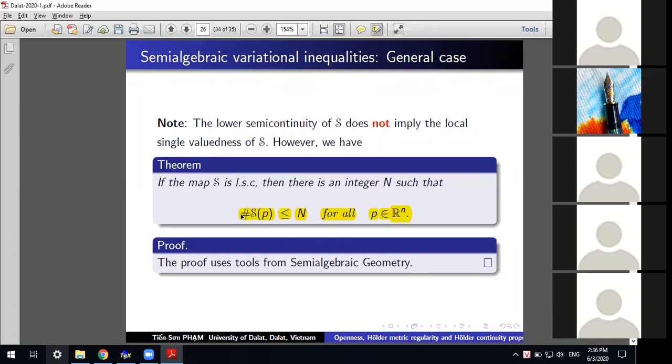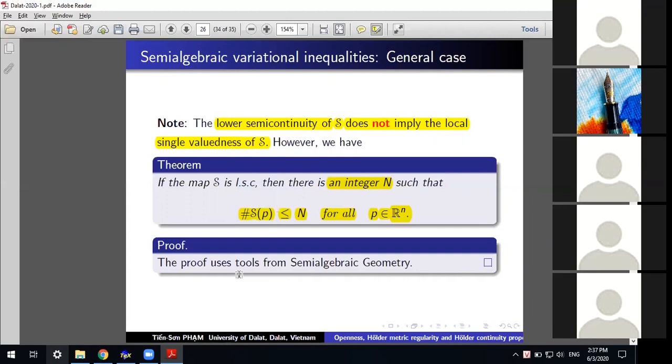That means the number of elements of S(p) is finite, and moreover bounded by the same constant, for p belonging to R^n. So lower semicontinuity does not imply local single-valuedness of S, but we can see that this set is finite for p in R^n, and the number of elements of S(p) is at most the same n.